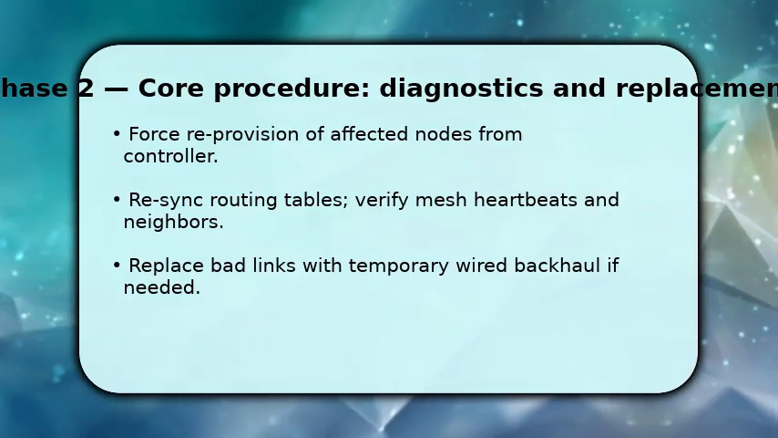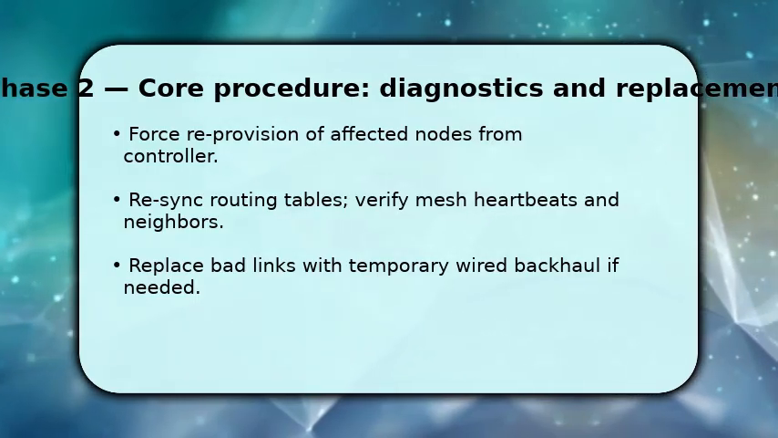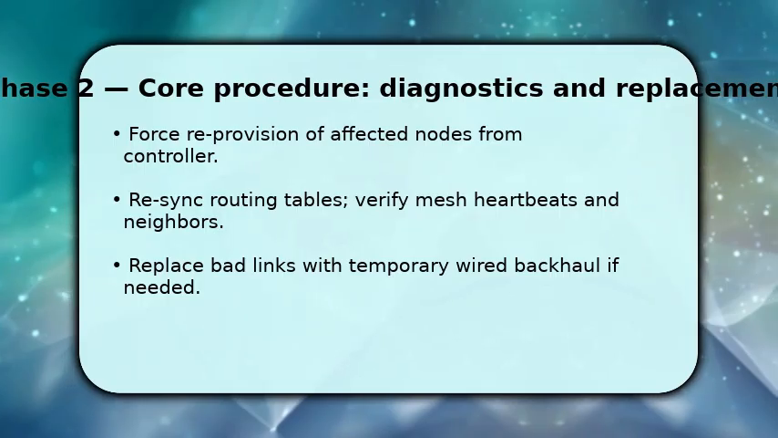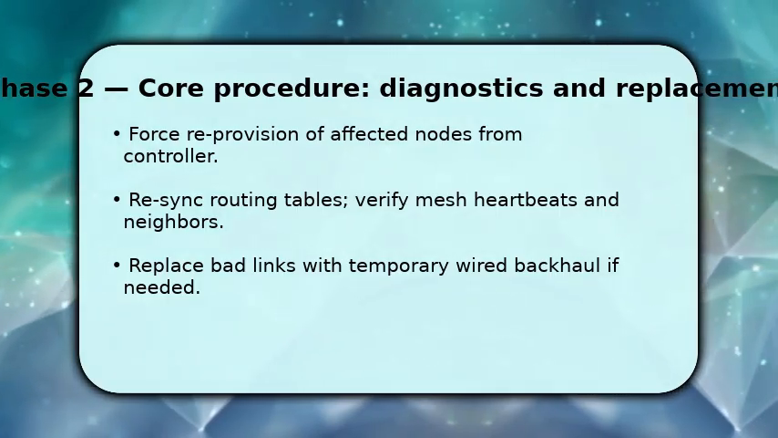If wireless links remain flaky, make a temporary wired backhaul to stabilize topology while you troubleshoot radio settings. Also check channel overlap and TX power. Adjust so nodes see each other reliably.